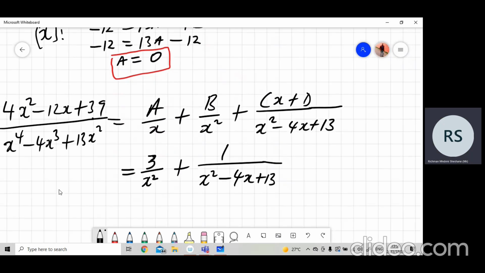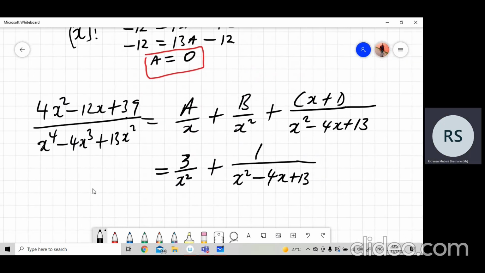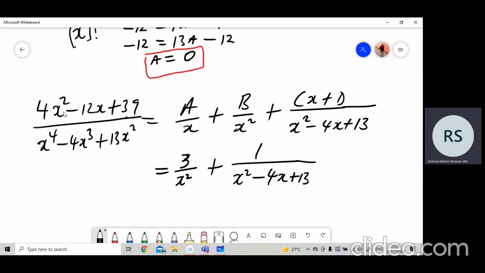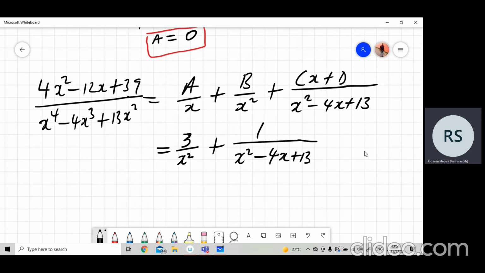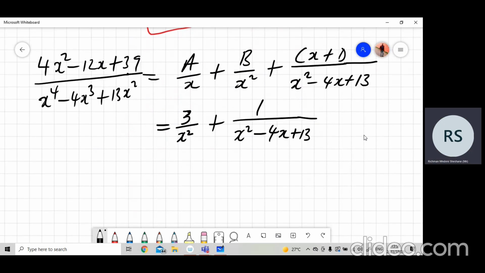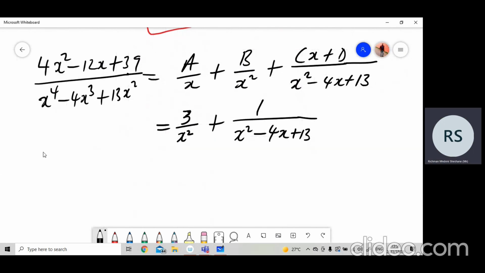So these are the partial fractions of this expression. And then after you find the partial fractions, go back to your question. We want to find the integral. The question was to find the integral of this.